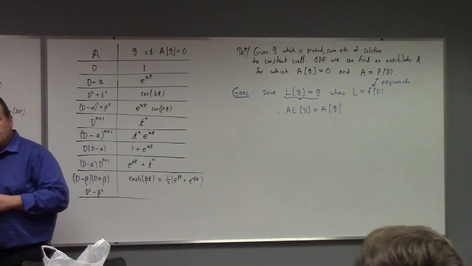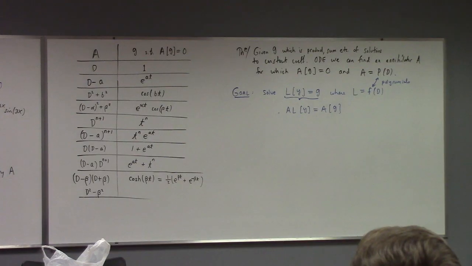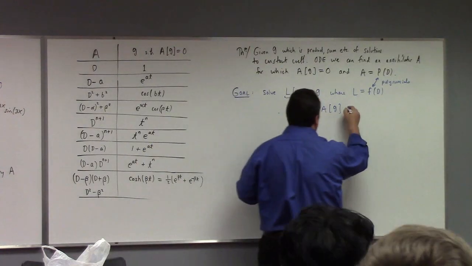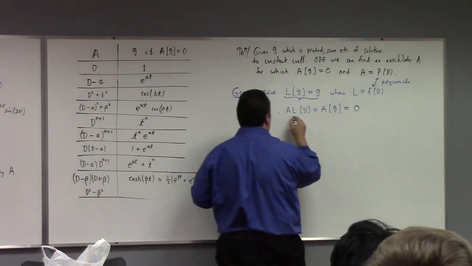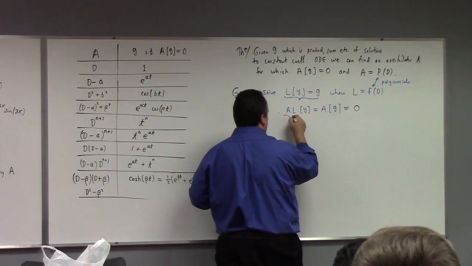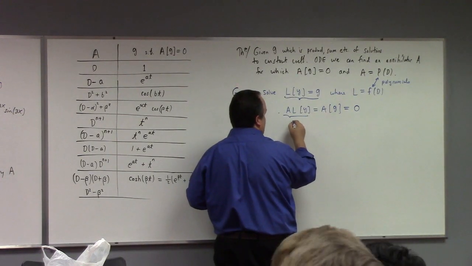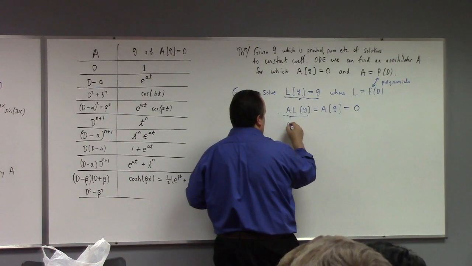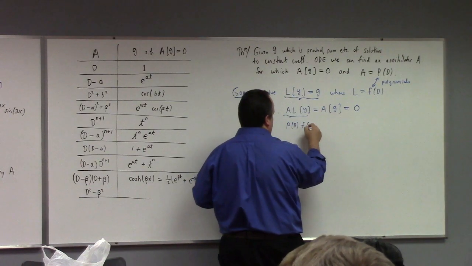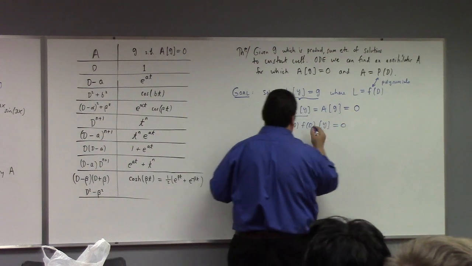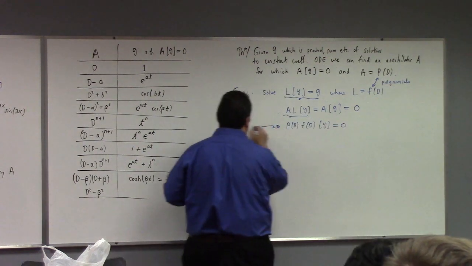Well, what is AG? By construction, that's 0, by assumption. And what is this? If you write it back in my polynomial notation, you have your P of D times your f of D acting on y. But what this is, is a constant coefficient ODE.